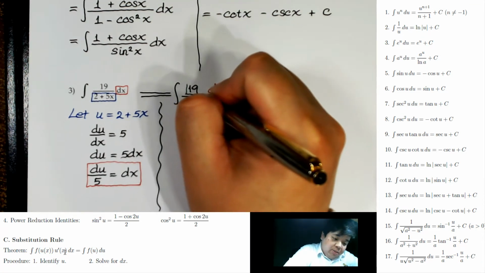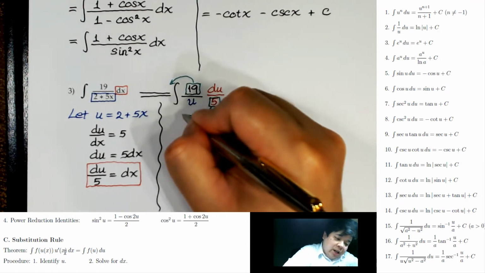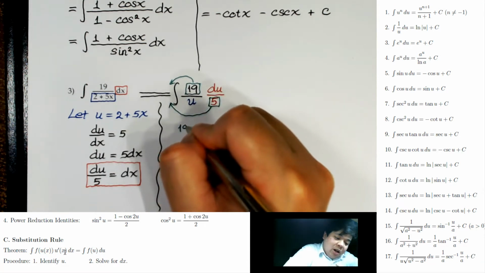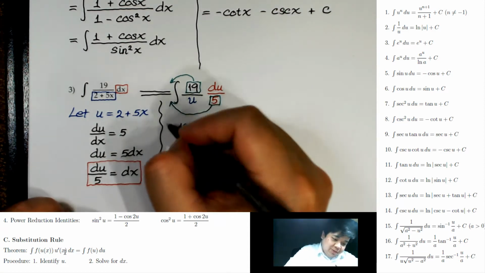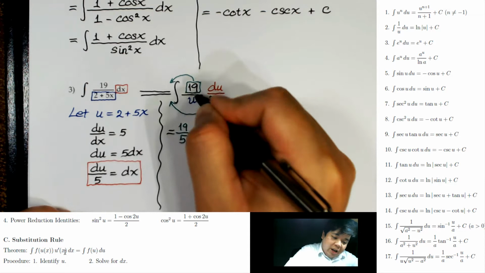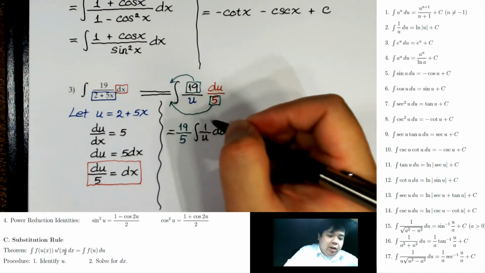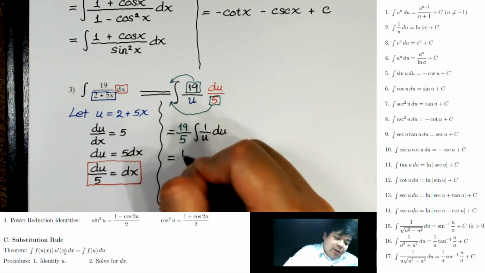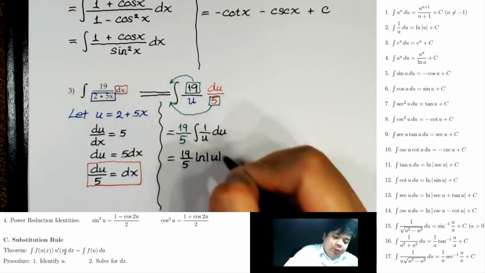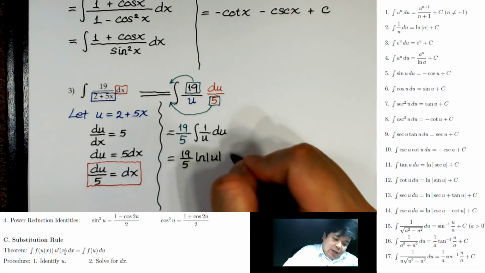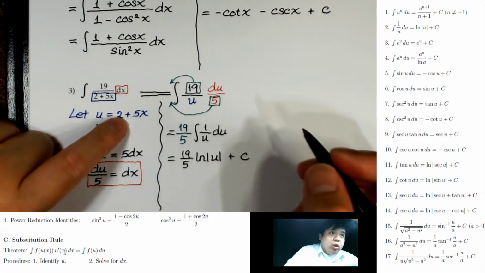This constant on the top, 19, we'll take it outside. This is also a constant, 5. I will take it outside. So we have 19 on the top and 5 at the bottom. That will be a constant. After that, we just have 1 over u du, which will give us ln of the absolute value of u, and then plus c. And u we substitute back using 2 plus 5x.